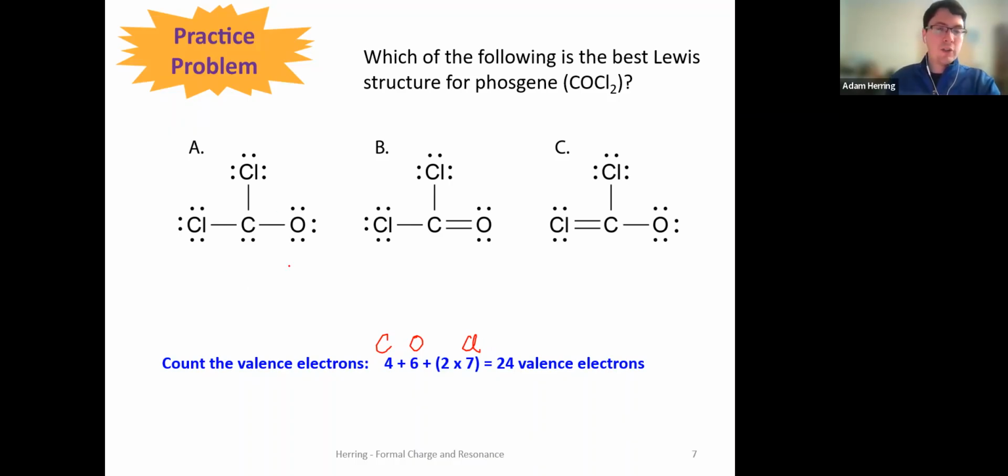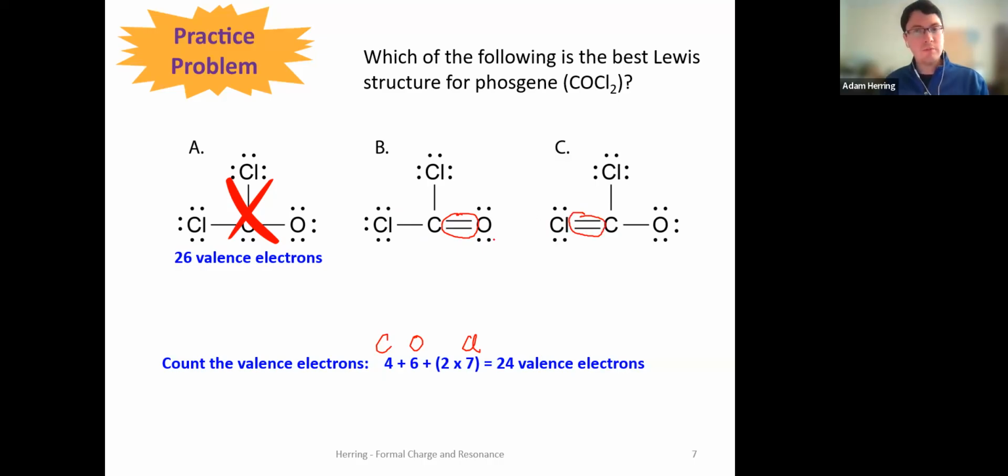So we've already drawn the structures here. Now, when you evaluate them, you can actually see that structure A has 26 valence electrons. So it's not a good structure for phosgene. And then you look at structures B and C. They look very similar to each other. They both have 24 electrons, but they are different. Notice in molecule B, there is a double bond between carbon and oxygen. And in C, the double bond is between a chlorine and the carbon.